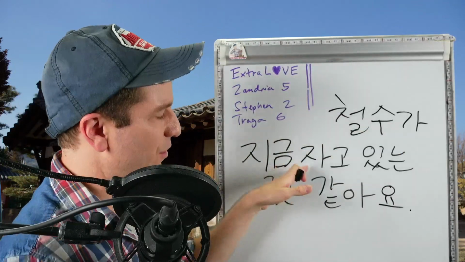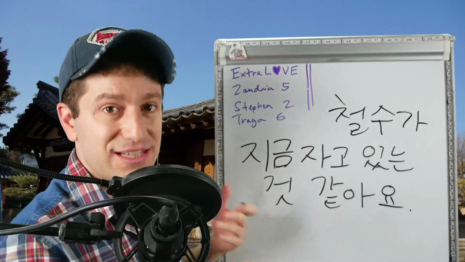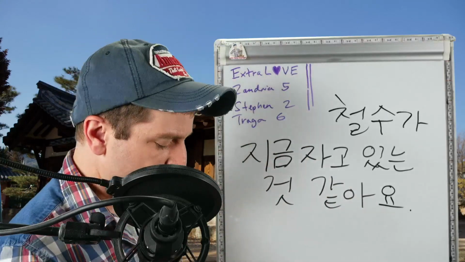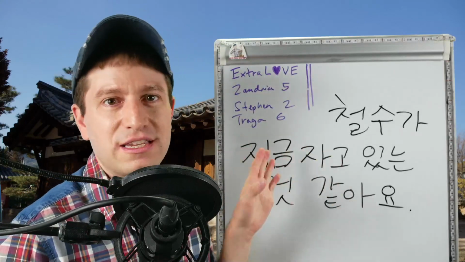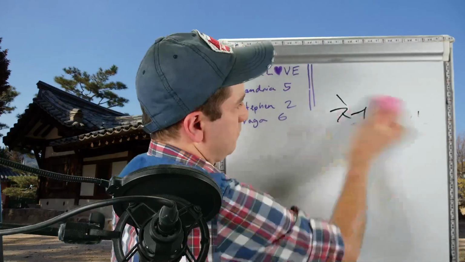철수가 지금, right now, 지금 자고 있는 것 같아요. So it seems, or I think, that 철수 is sleeping now. 철수가 지금 자고 있는 것 같아요. So I think 철수 is asleep now.